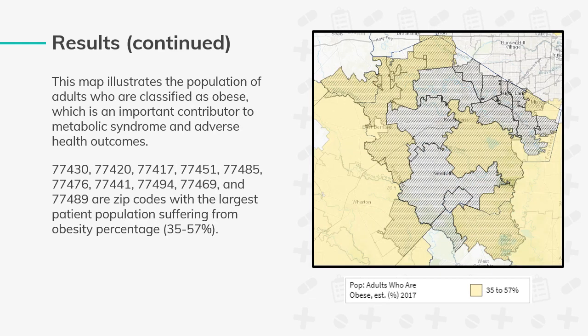This map shows the zip codes with adults who were diagnosed with obesity. Central obesity is considered the main predictor of metabolic syndrome and affects many patients in Fort Bend County. This condition affects 35 to 57% of people in certain parts of our county. Obesity remains a significant public health challenge.